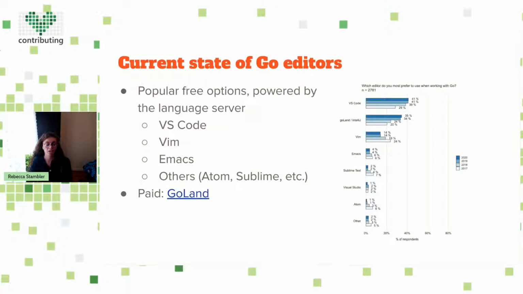So when I'm talking about editors later on, basically I'm referring to VS Code, Vim, Emacs, and those other free options that I mentioned, because these are the ones that use the language server that's provided by the Go team, whereas JetBrains has their own proprietary technology that they use to make Goland.